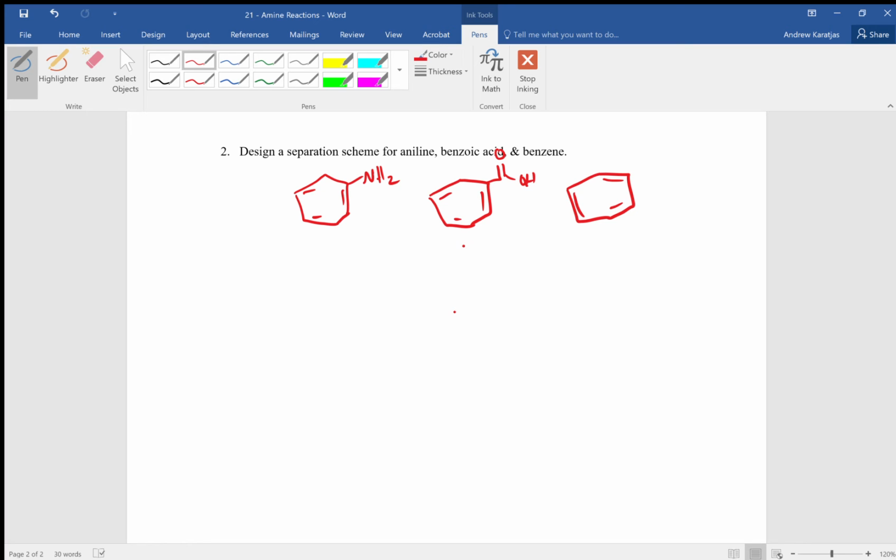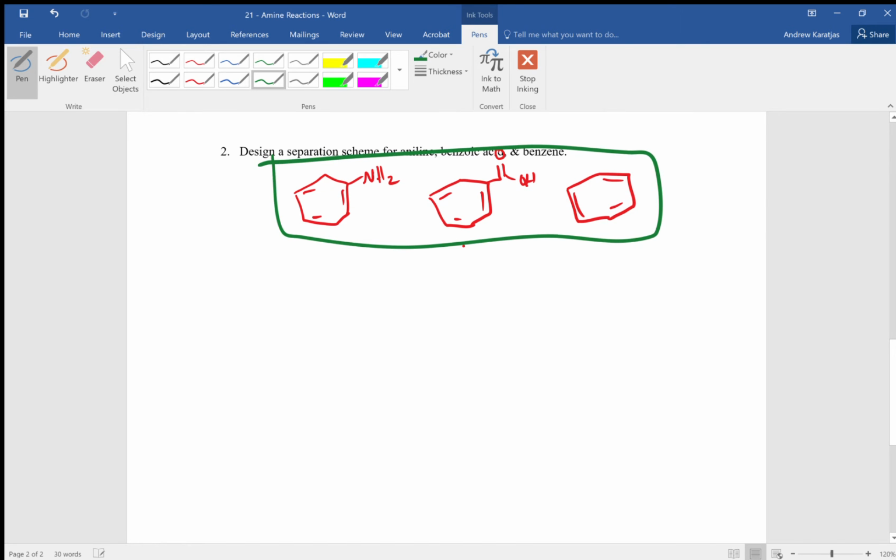And all 3 of these are going to be organic soluble. And because they've all got 6 carbons or more in the case of benzoic acid, none of these are likely to be water soluble. So if we take them and we add an organic solvent like CH2Cl2, methylene chloride, all 3 of them are going to dissolve. But at that point, then I'm going to add sodium hydroxide.